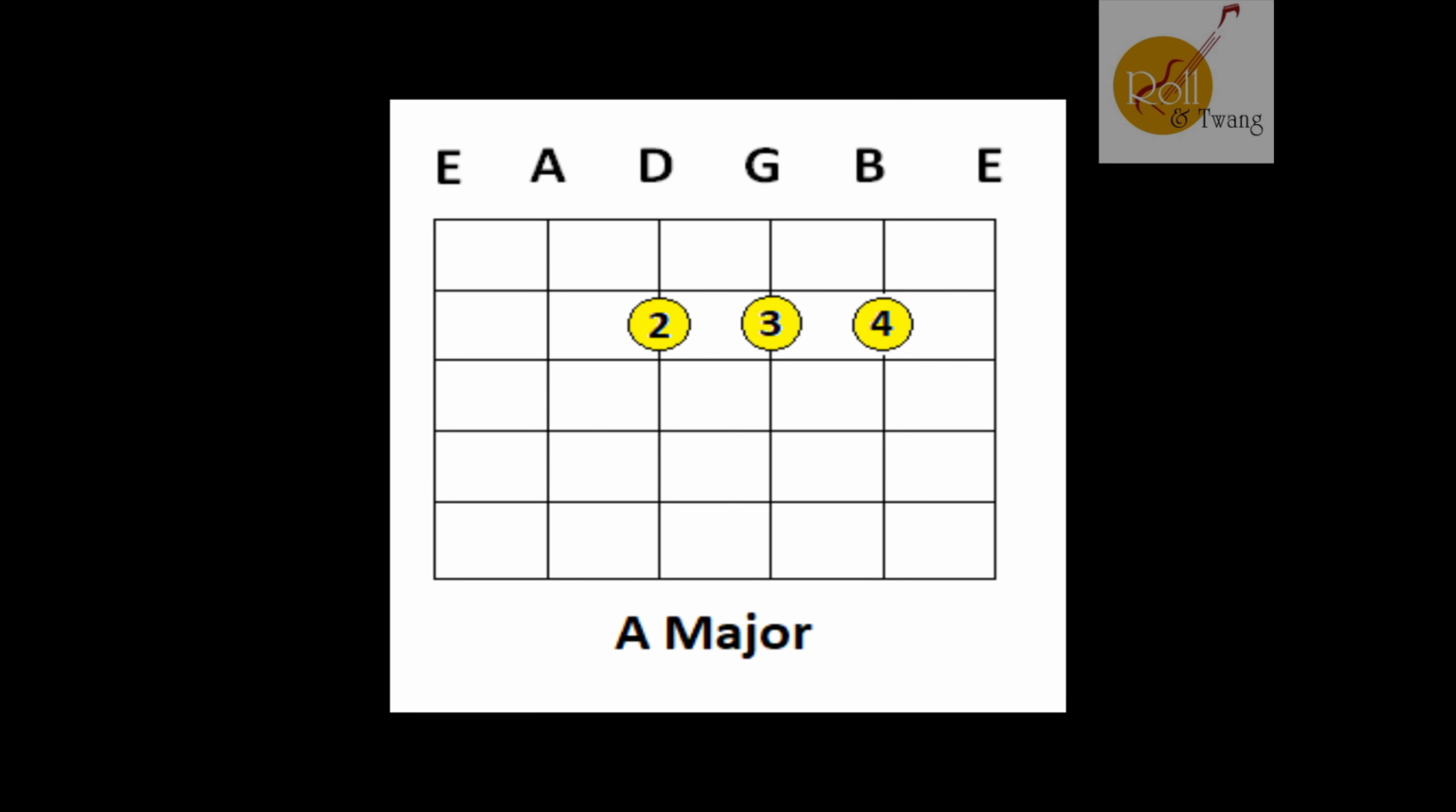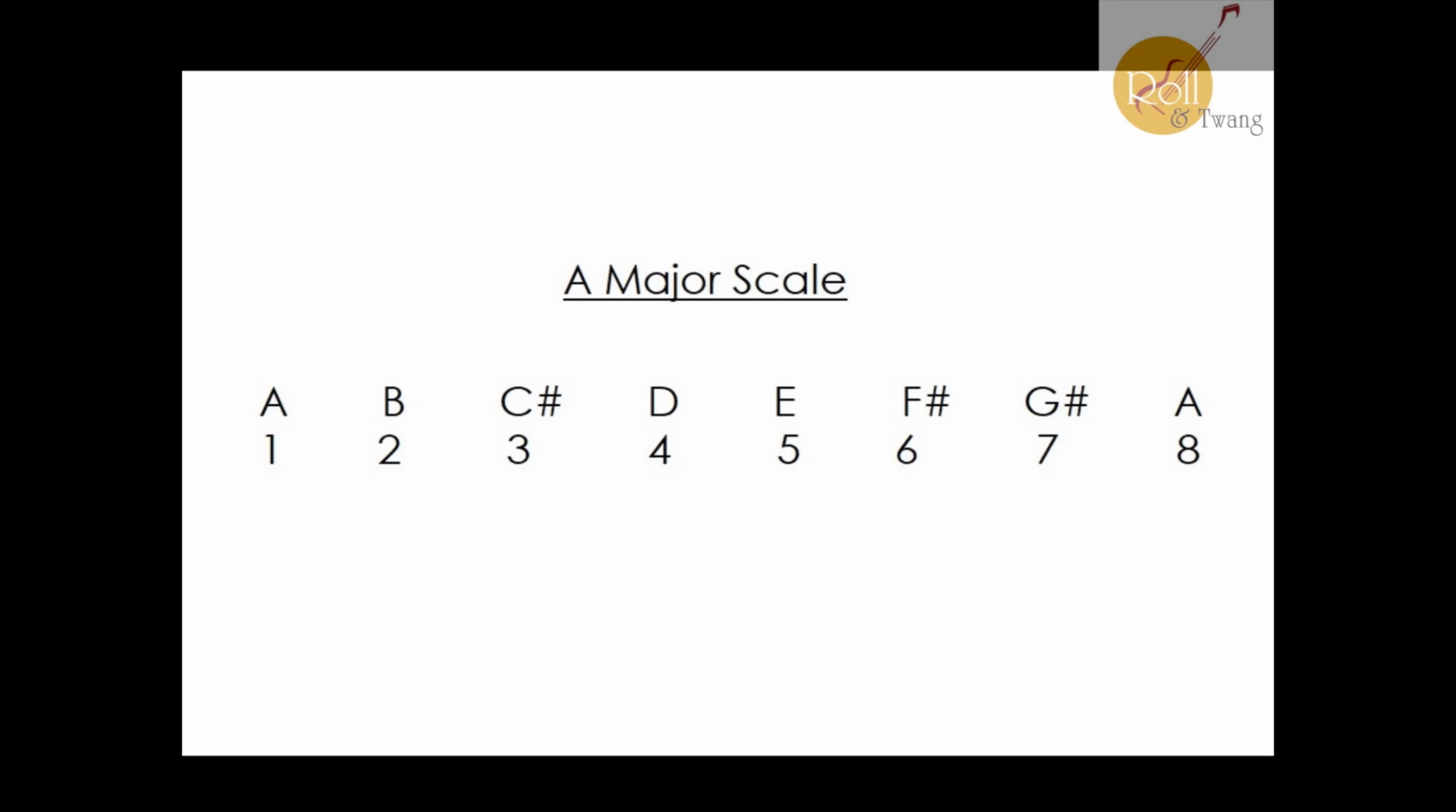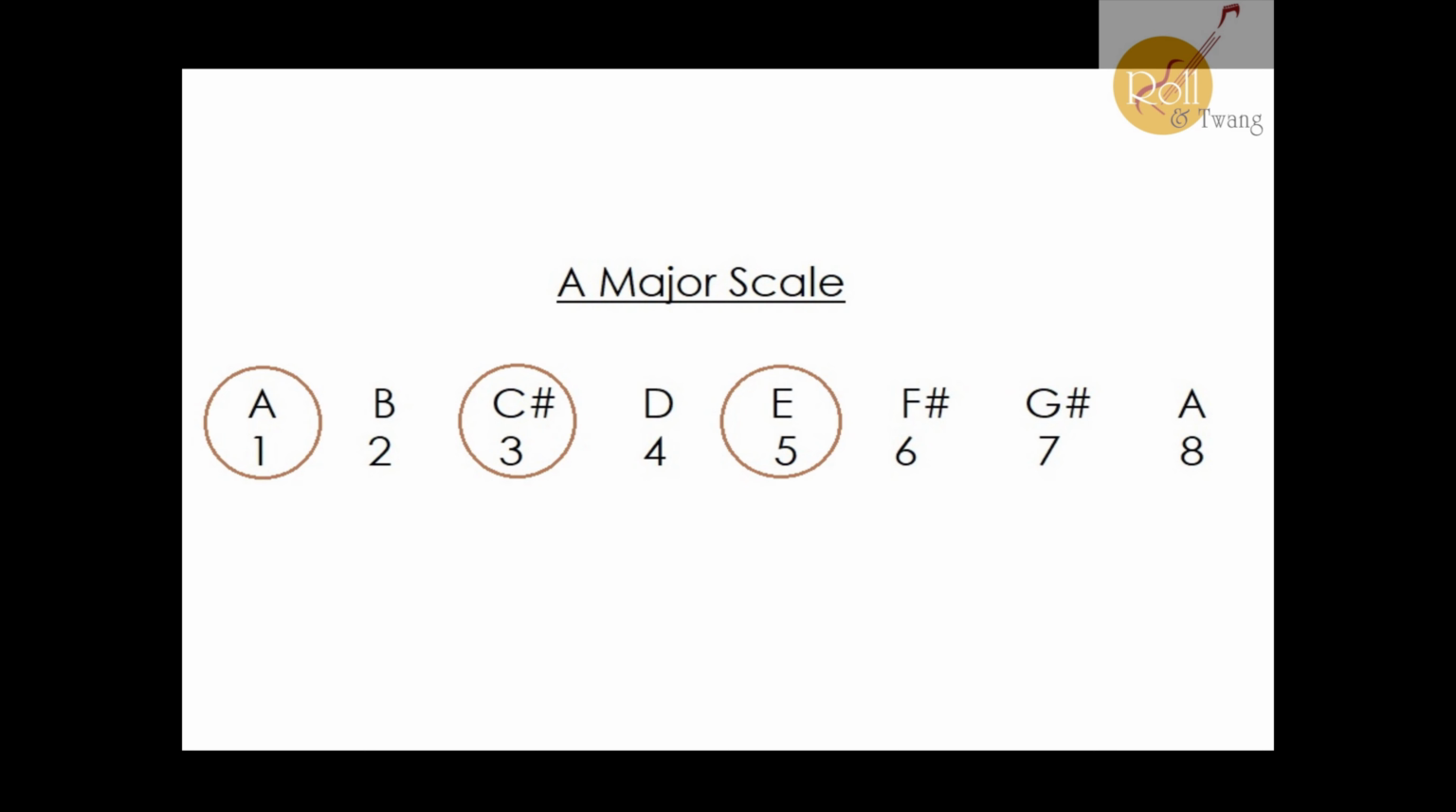So this is an open shape of an A major chord. And these are the notes of A major scale, which are A, B, C sharp, D, E, F sharp, G sharp, A. And the first, third and fifth are A, C sharp and E. So let's find out the order of notes we are playing in A major chord shape.